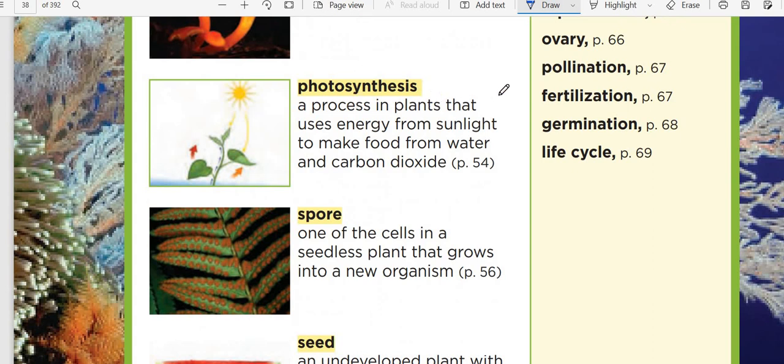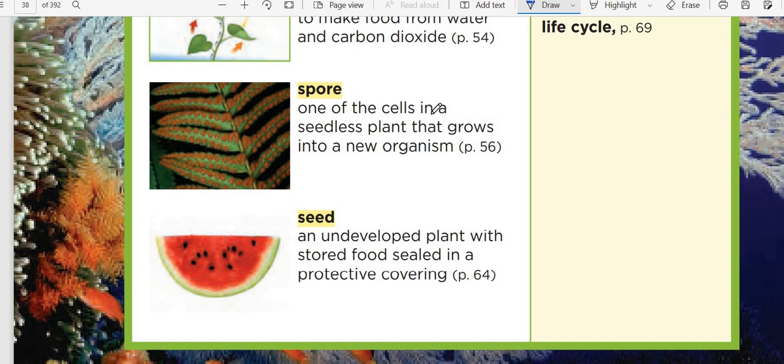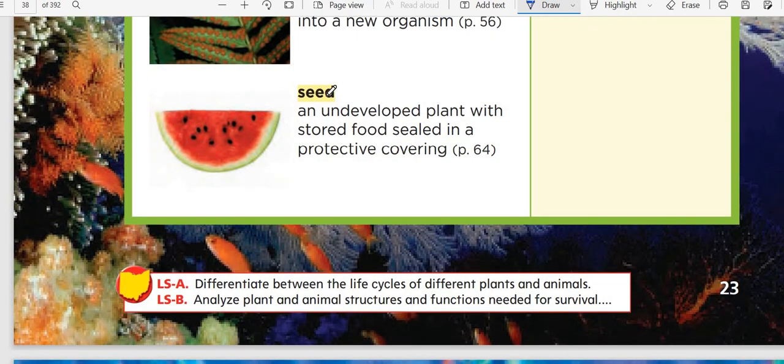Photosynthesis is a process in which a plant uses the energy from the sun to make its own food from water and carbon dioxide. A spore is one of the cells in a seedless plant that grows into a new organism. So spores mean the organism doesn't have a seed. The seed is an undeveloped plant with stored food sealed in a protective covering layer.